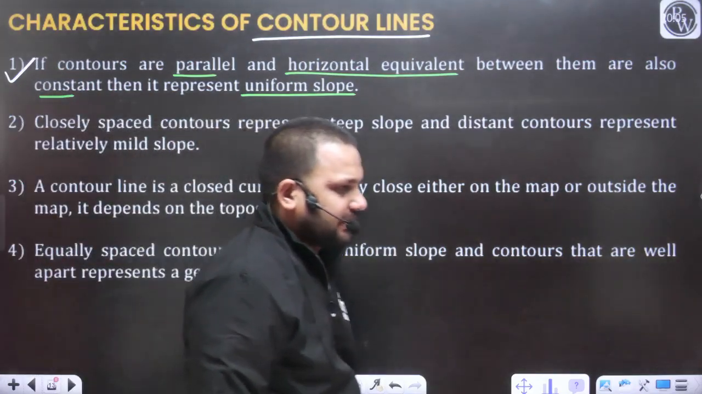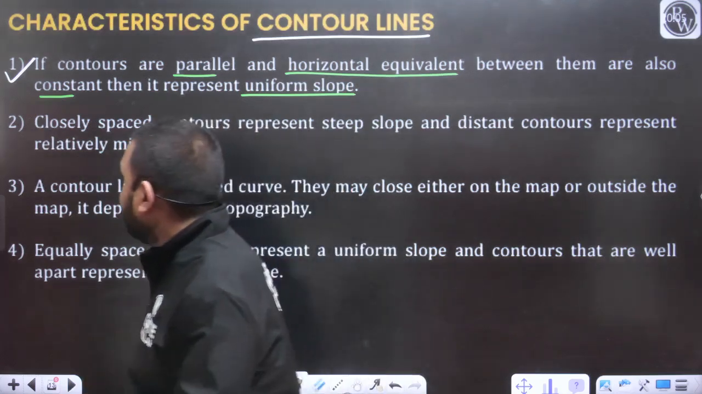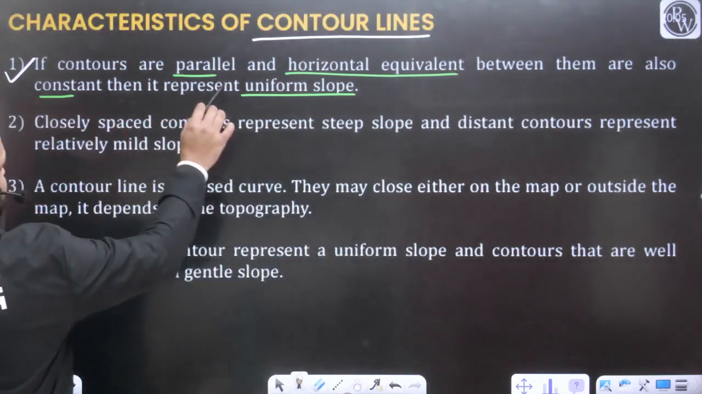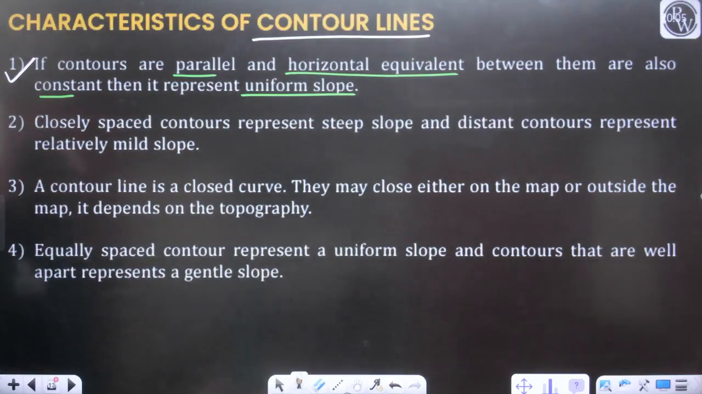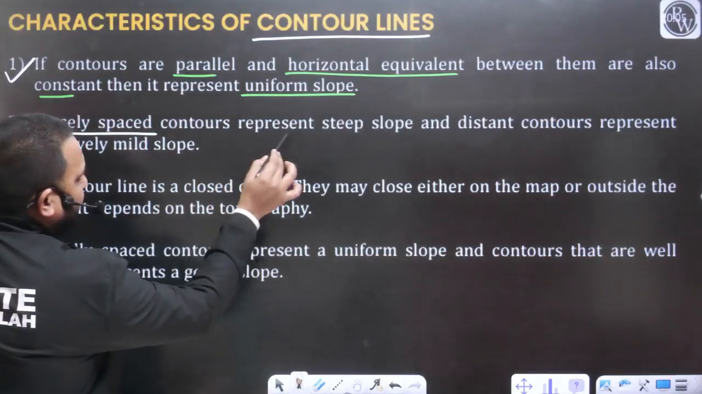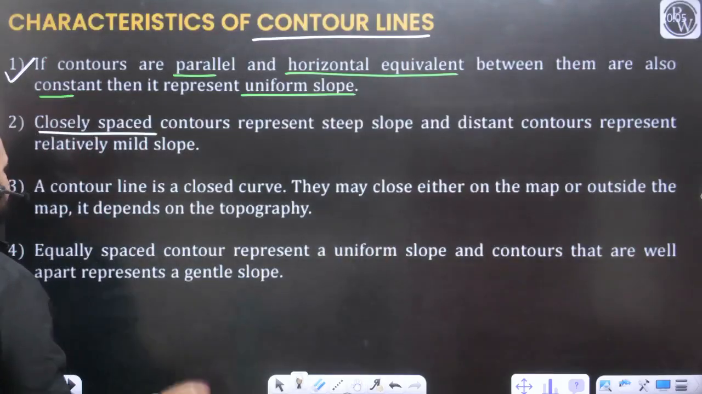So I hope the first characteristic of the contour is now clear to everyone, yes or no? If the contours are parallel and the horizontal equivalent between them is also constant, then it represents a uniform slope. See the next. Closely spaced contours represent a steep slope and distant contours represent a mild slope.